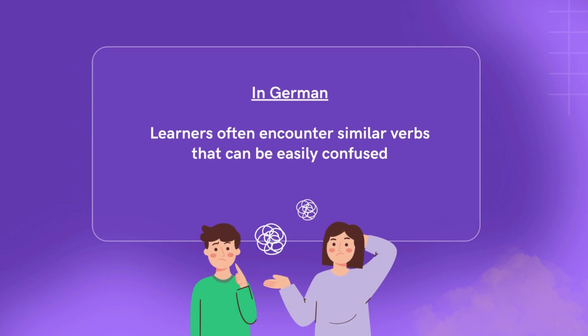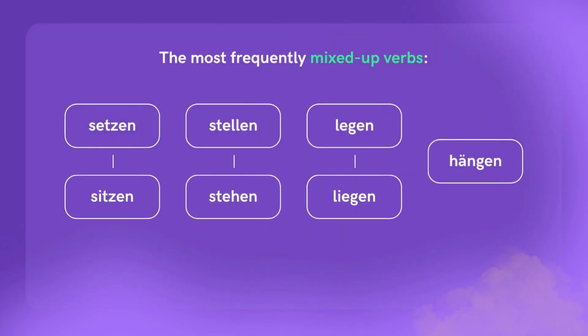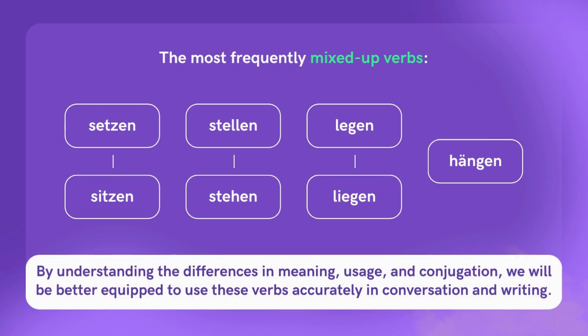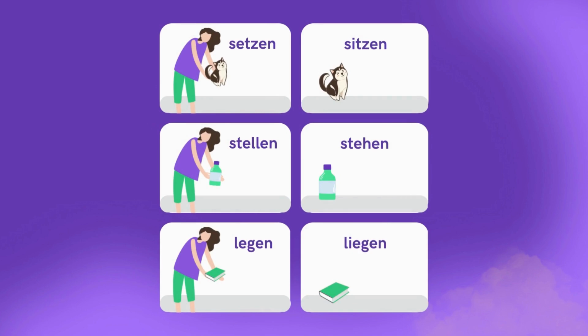In German, learners often encounter similar verbs that can be easily confused. In this lesson, we will address the most frequently mixed up verbs, including setzen, sitzen, stellen, stehen, legen, liegen, and hängen. By understanding the differences in meaning, usage, and conjugation, we will be better equipped to use these verbs accurately in conversation and writing. To better understand the difference between the German verbs, let's examine the following images.